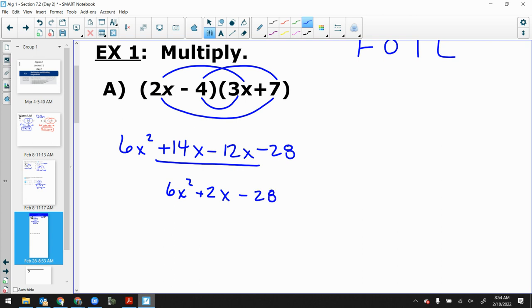Is that what you guys got? How did we do on that? Did we do okay on that? Hopefully this is starting to click a little bit. Hopefully those binomials times the binomials are starting to click a little bit.